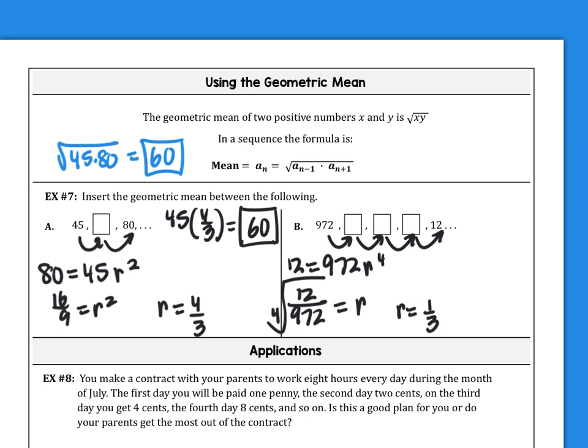So now I can easily find it by dividing by 3 each time or multiplying by 1/3. So this first one, 972 divided by 3. Okay, so the first blank in that box is 324. That's the first one. Then divide by 3. Okay, then it's 108. And then divide by 3. It is 36. Okay, if you want to use their other method, you can. Just make sure you're getting to the right answer there.